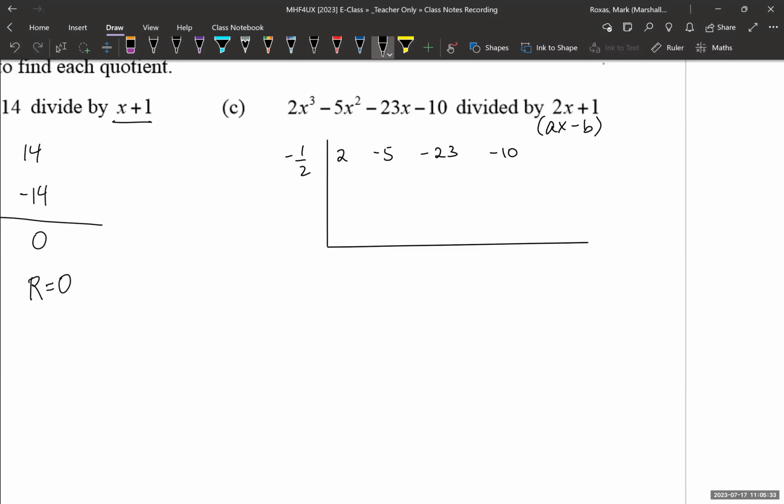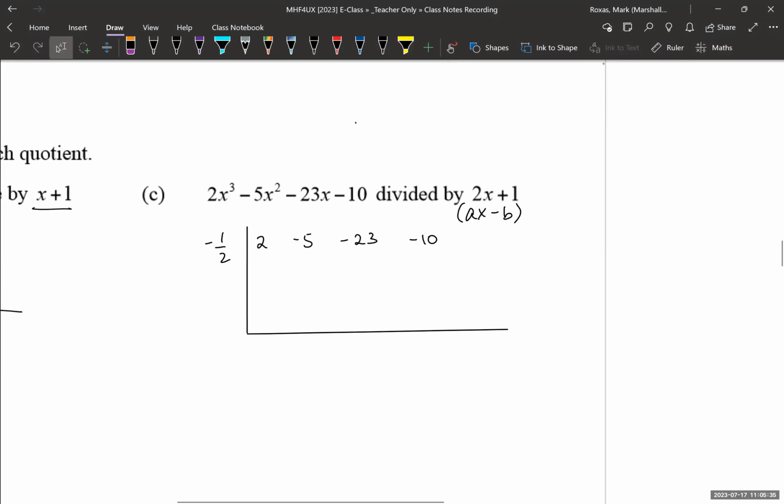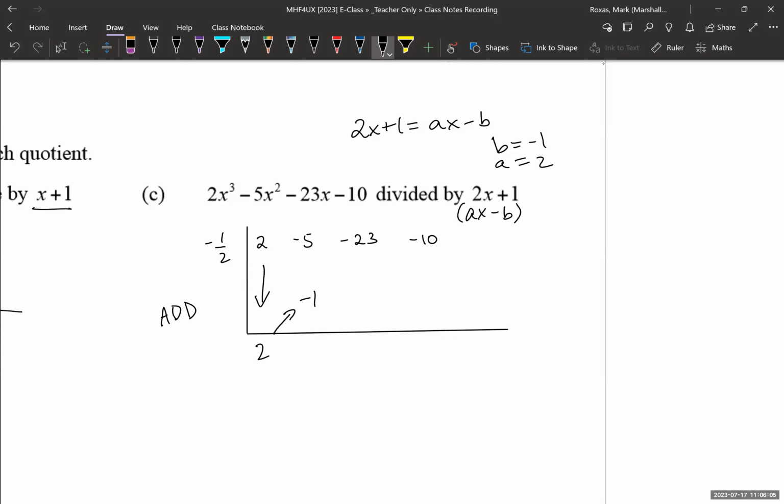Okay, because why? Because remember, 2x plus 1 equals ax minus b. So what is b? Well, b is -1, a is 2. And so in synthetic division, I'm going to use b over a, it'll be -1/2. So down will come 2, put it there, multiply it by -0.5, you get -1. That comes up to the second row. And then you add, don't forget, you're going to add. -5 plus -1 is -6.